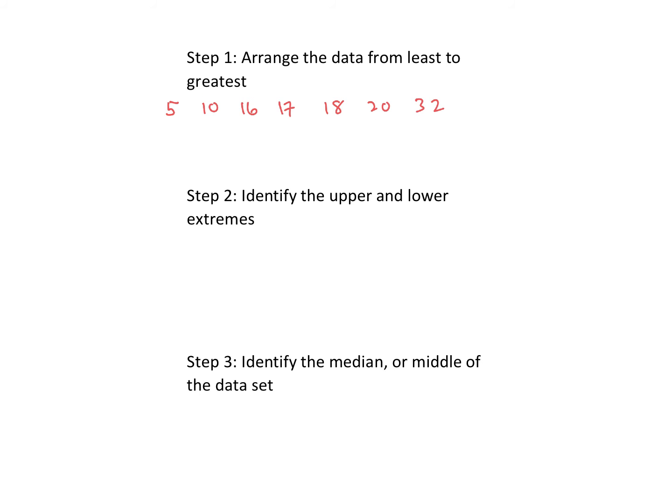So there's my 7 numbers. The upper and lower extremes: the lower extreme is 5, that's the smallest value. The upper extreme is 32, that's the largest value.